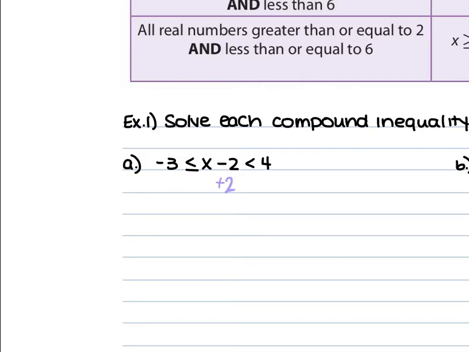So if we add the 2 to get it away from the x, we're going to add the 2 to the -3 as well as the 4. That way we get the x by itself. So this is going to become -1 is less than or equal to x, which is less than 6. Now with these, you want to always make sure that your lowest number comes first. So the -1 is less than 6, so that comes first.